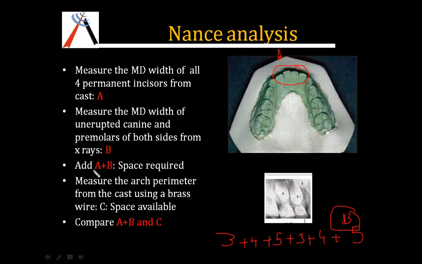We then add up this mesiodistal width of four incisors and the mesiodistal width of the unerupted canines and premolars of both the sides from the X-rays, and we get the space required. We then measure the arch perimeter from the cast using a brass arch wire, which gives us the space actually available in the cast. When we compare the space required and the space available, we get to know whether there will be any chances of crowding later on, and whether that can be prevented right now.